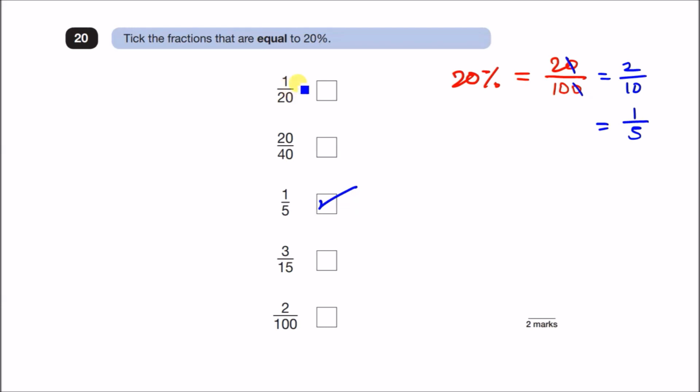Let's have a look. You've got 1 over 20, that does not even look close, so that's false. 20 out of 40, well, cancelling down the 0, you get 2/4. Cancelling down, you get a half. Definitely false. 3/15, let's have a look. Dividing both by 3, you're going to get 1/5. So yes, that's another one. And 2 out of 100, well, that doesn't even look close. So the only two answers are those two.